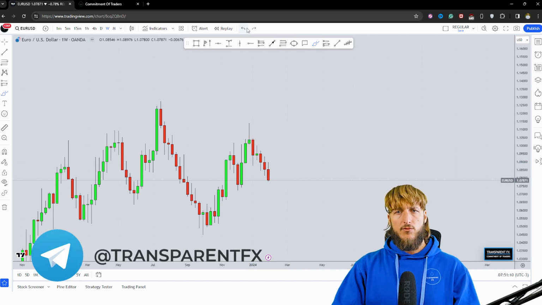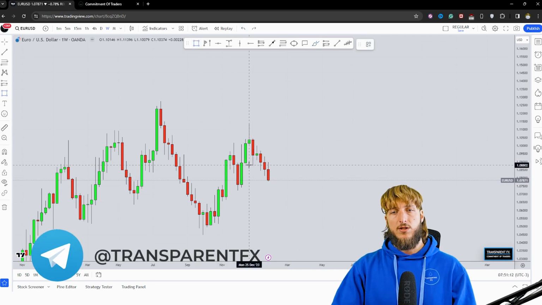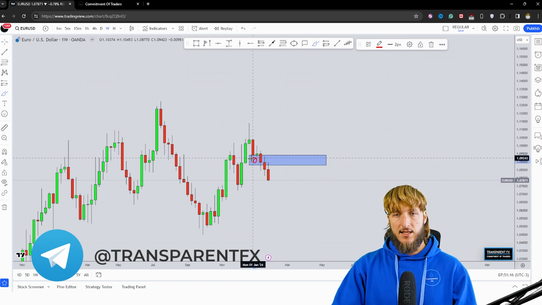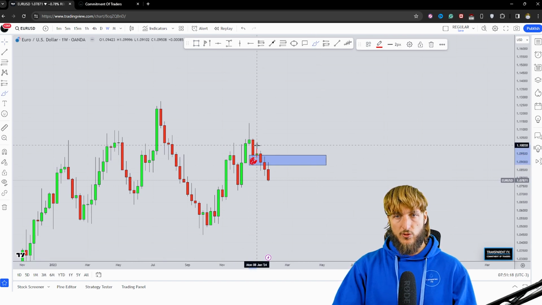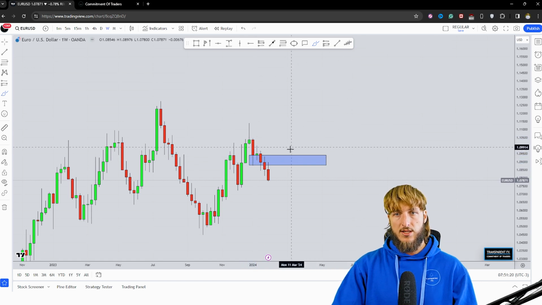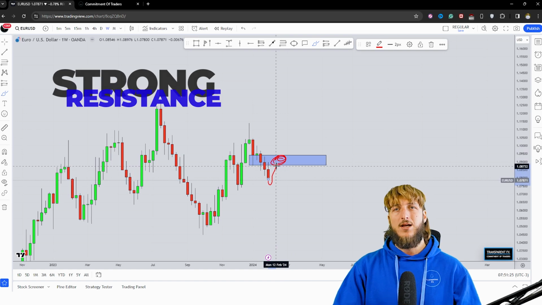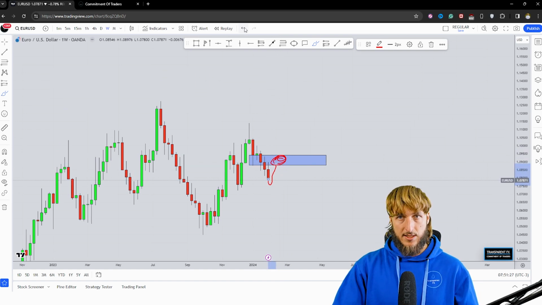Now, if we want to identify the completion zone of this M pattern from a weekly perspective, it is exactly here. So this level of previous support from which this green candle was created, which is now turned resistance here, and which at the moment would be the completion zone of the pattern itself.